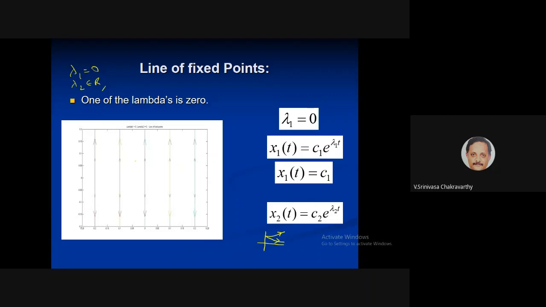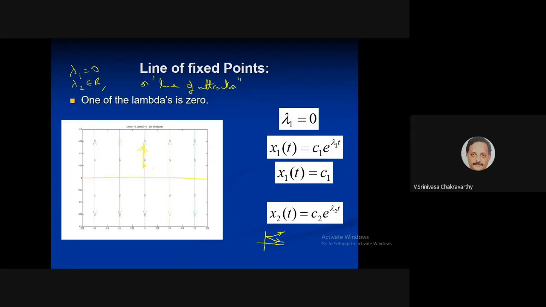That means no matter where you start from, your x1 will not change at all, but x2 will either go up to infinity or go to 0. Go to 0 means this is the origin. This is the x1 axis. Either it goes out to infinity if lambda 2 is positive, or it goes to 0 if lambda 2 is negative. So this is called a line of fixed points. It's sometimes also called a line of attractors. So basically in this case there is a line.